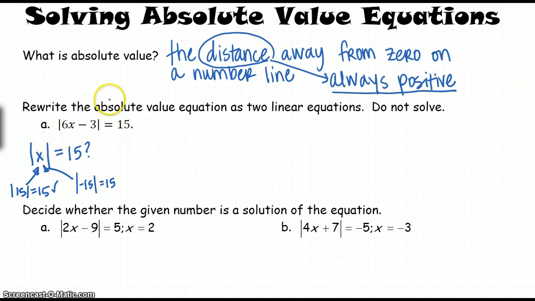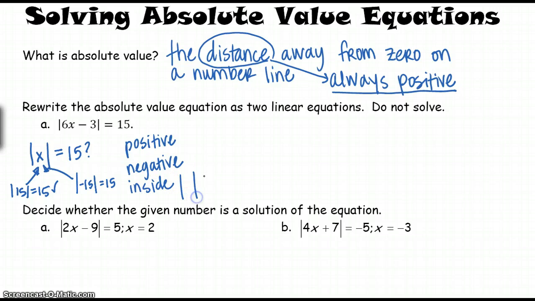So this must mean we're going to have a positive and a negative inside the absolute value symbols. Well, we don't have an easy problem like this one, because they're too easy. You guys are better than that. So that's why we gave you 6x minus 3 in absolute values. But the same difference. There's going to be a positive and there's going to be a negative.